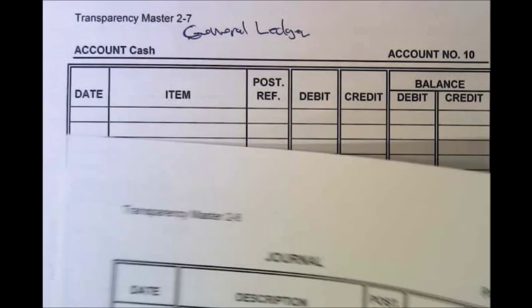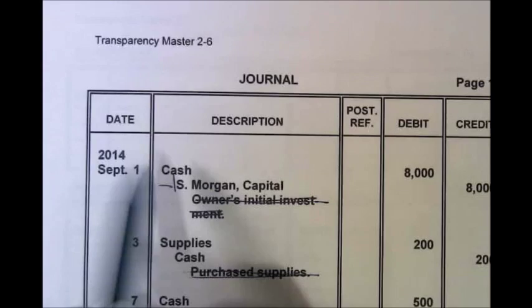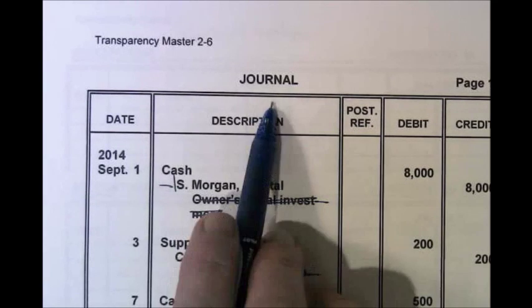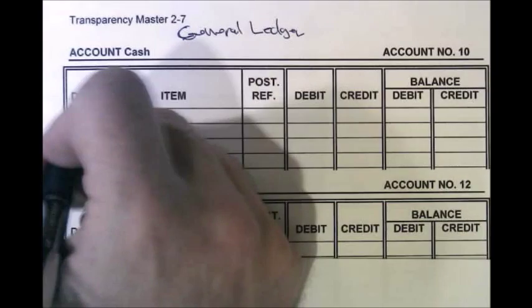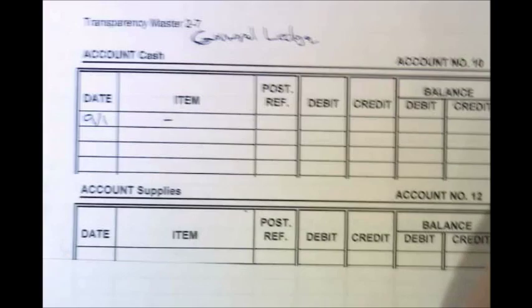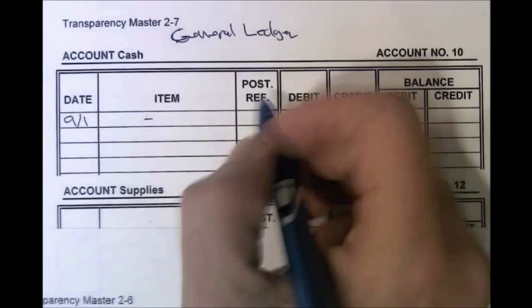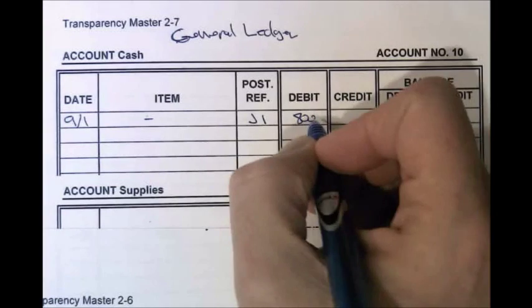Well, here's our process, right? So if I look at this journal, the first thing that happened September 1, I have a debit to cash for $8,000, right? So I take that debit and I find cash in my ledger, and it is September 1st. I'm just going to leave that blank. This comes from page 1, right? So I'm going to go to journal, page 1. It's a debit of $8,000.